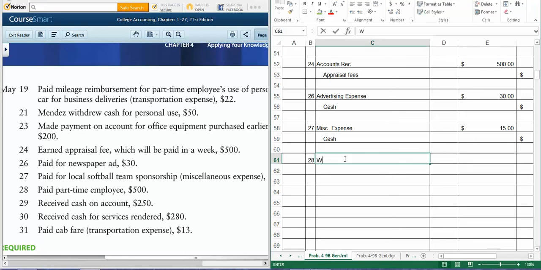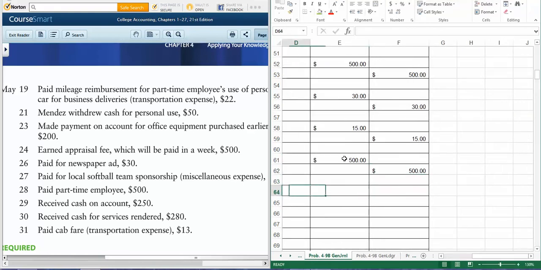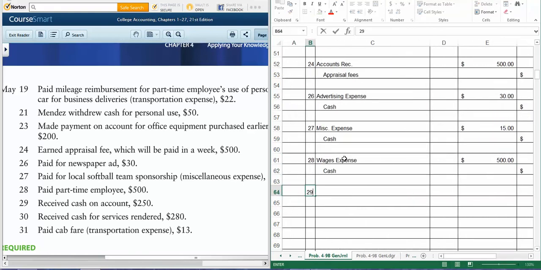So on the 28th, we paid our employee. So that is wages expense. And again, it's going to be cash. It's $500. On the 29th, we received cash. So we're going to increase our cash. And this is part of what our customers owed us. So it's going to be accounts receivable. And it's $200, and it looks like, let's see, received cash on account, $250.